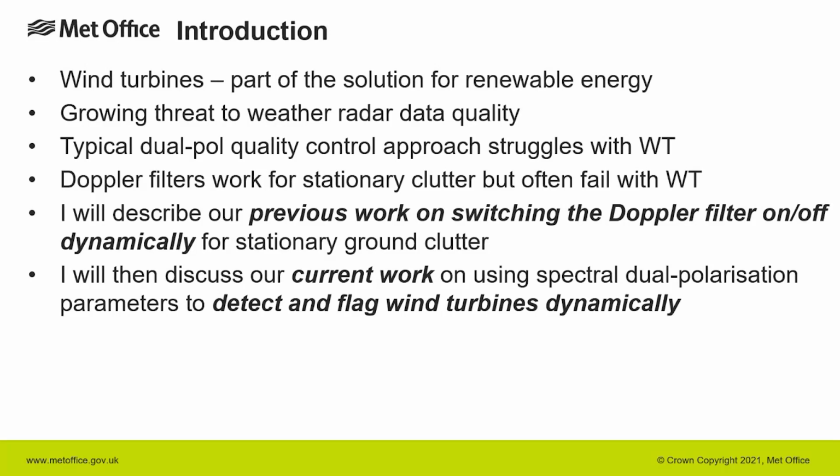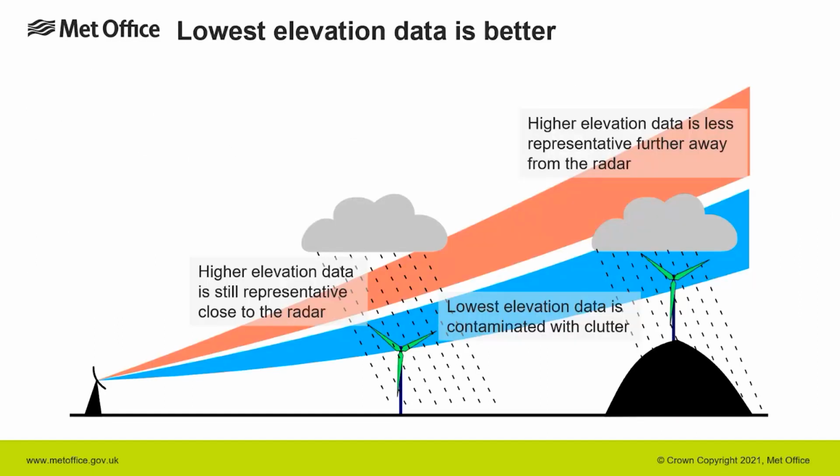In this work, at first I will describe our previous work on switching on and off a Doppler filter for stationary ground clutter. And then in the later part of the talk, I will talk about the current work we're doing using spectral dual polarization parameters to detect and flag wind turbines dynamically.